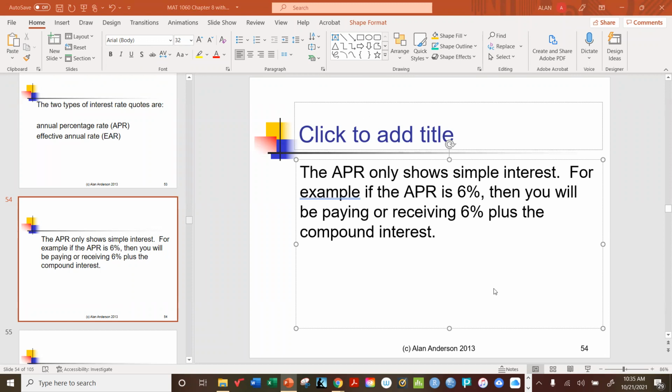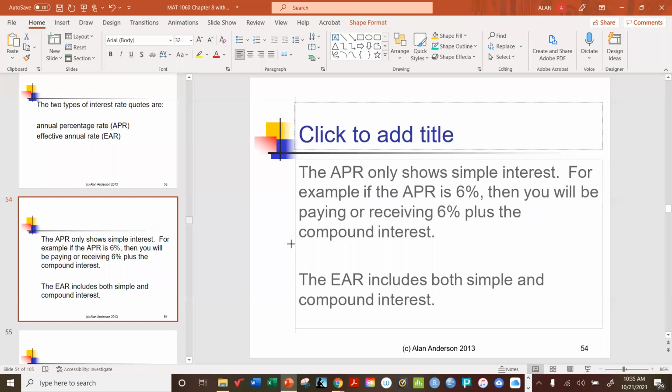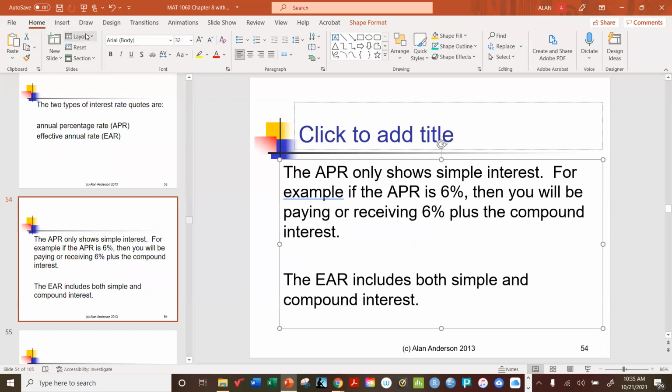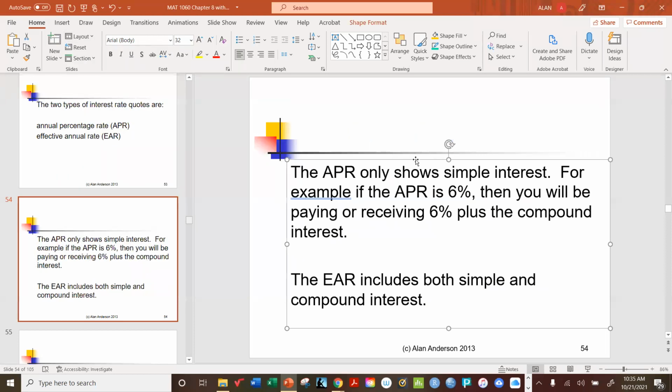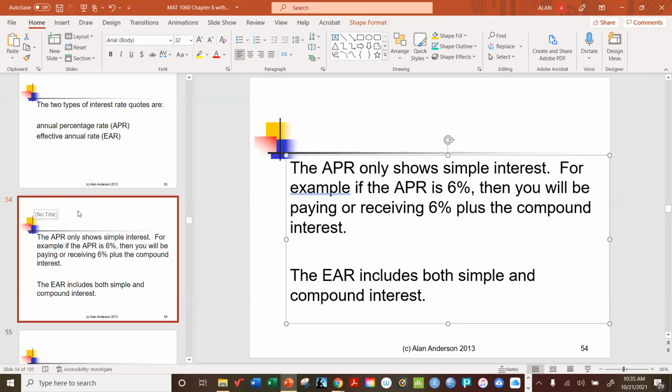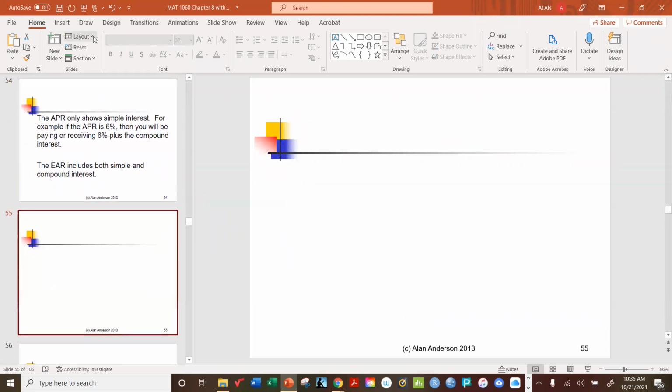All right. Now, what about the EAR? The EAR includes both simple and compound interest. So that's the one that you really should care about, because that tells you how much you're actually paying or receiving. Now, by the way, if you own a credit card, when you first got it in the mail, they would have sent you a very thick legal document which explains in great detail how this arrangement works. And what they would have been required by law to show you is both the EAR and the APR.